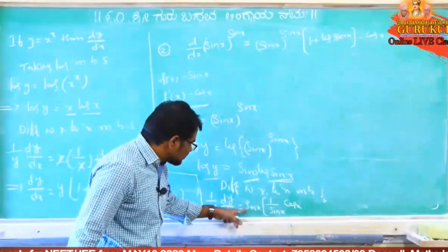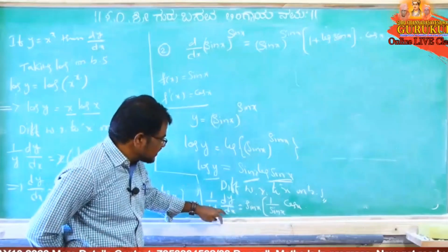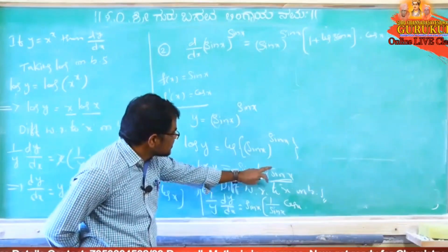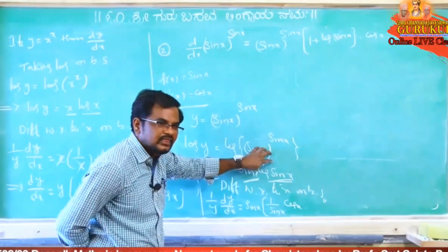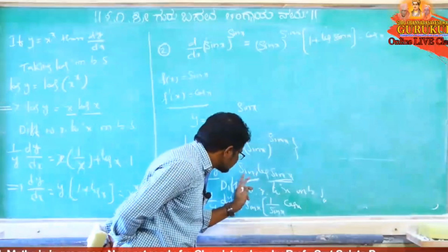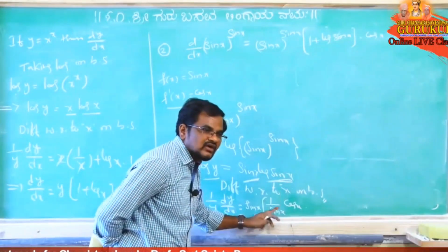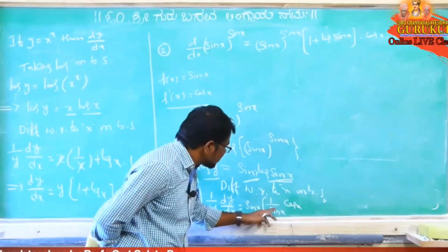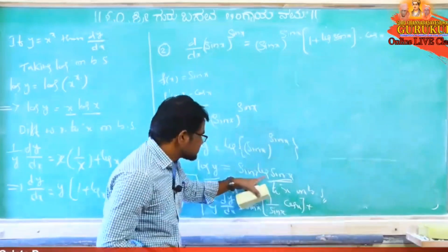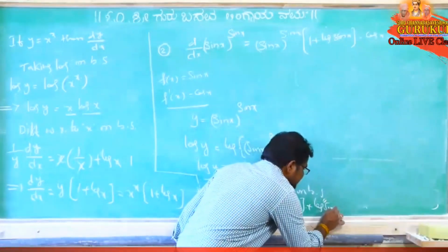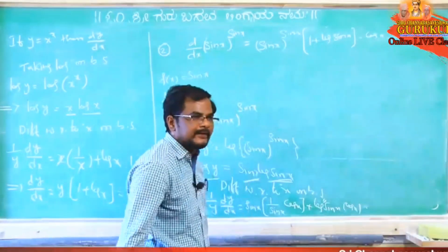So 1 by y dy by dx equals sin x times, and differentiation of this one, here we are taking log sin x. Sin x as it is, differentiation of log sin x is 1 by sin x, again differentiation of sin x is cos x, plus the second function as it is, log sin x, into differentiation of sin x, again cos x.